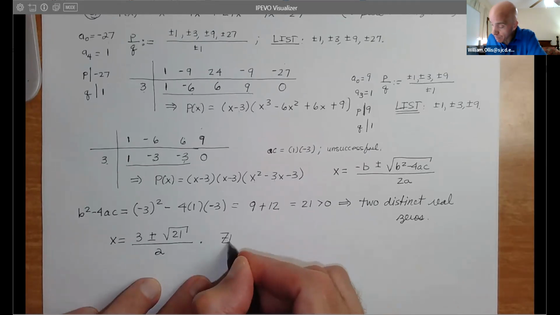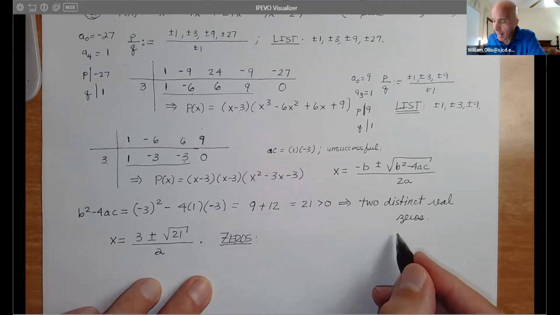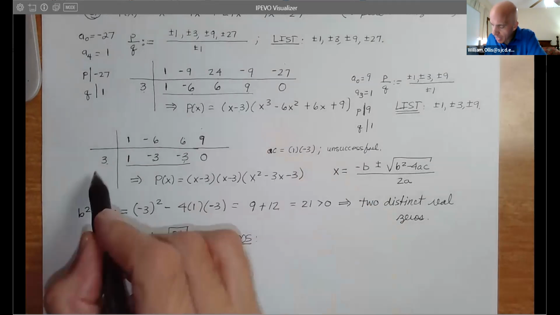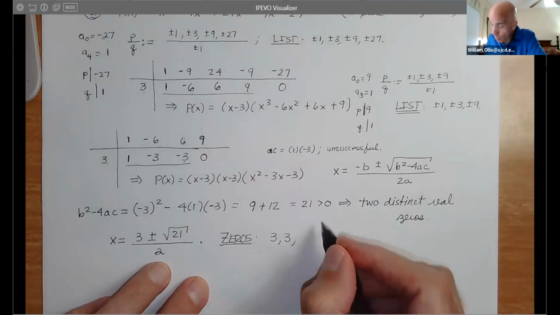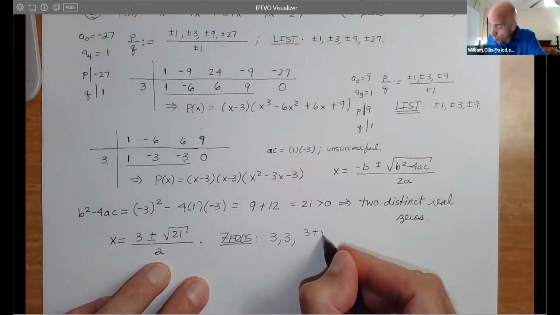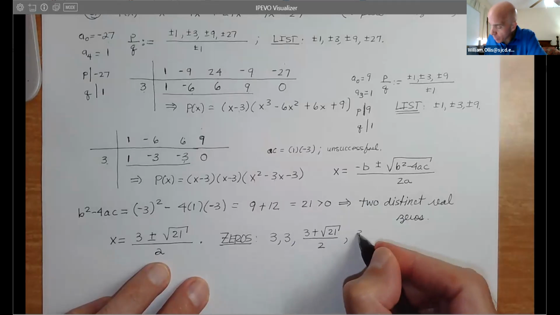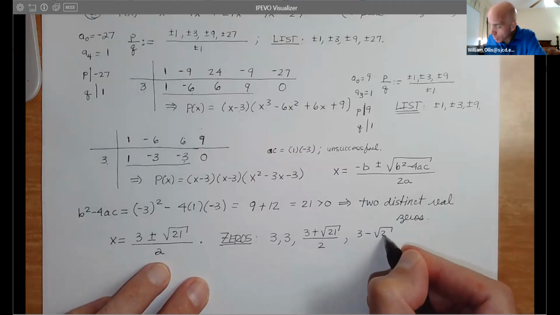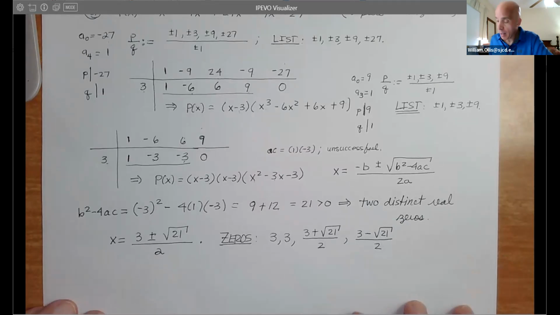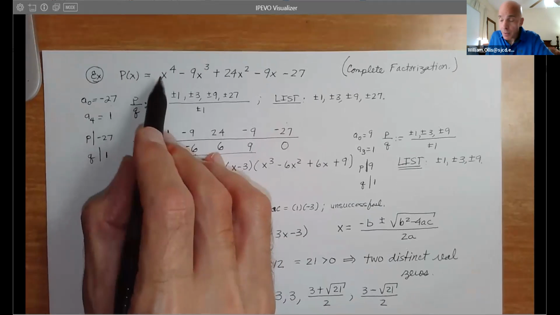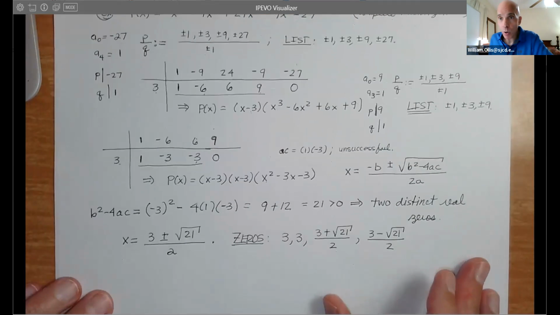So zeros. So we're seeing that the rational zeros theorem can come in very handy. So if we go back up here, we've got 2 3s, so repeat 3, 3, and then we've got the plus radical, 3 plus square root 21 over 2, and then 3 minus square root 21 over 2. So those are our zeros. And note, the leading coefficient is 1, so the a on the outside is just a shadow 1 anyway.